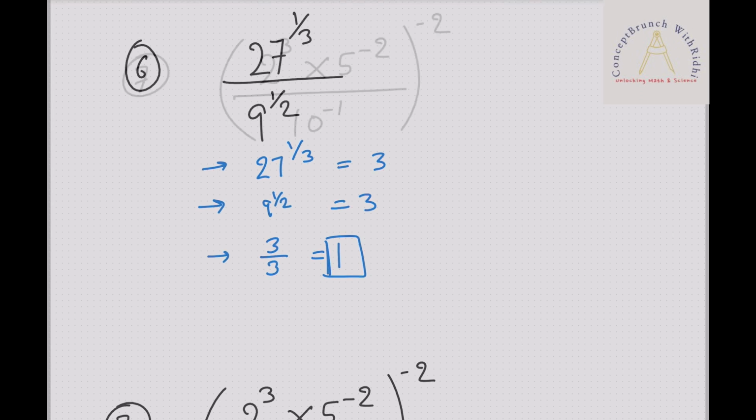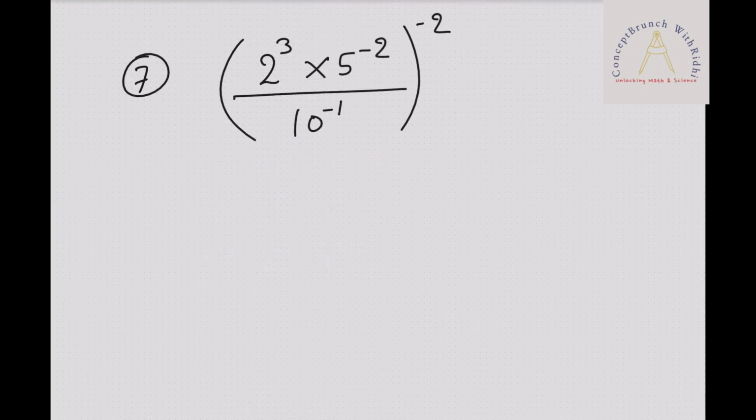Okay. This is our seventh question. Here it's a complex expression using multiple laws. So again, simplify the expression. First of all, what we can do here is simplify the expression in the denominator, that is 10 to the power of -1. How can you write that? 5 times 2 to the power of -1. We can write 5 to the power -1 times 2 to the power -1, correct?